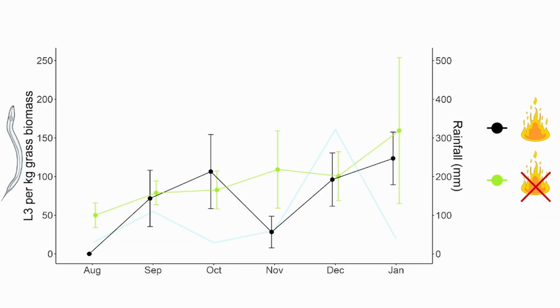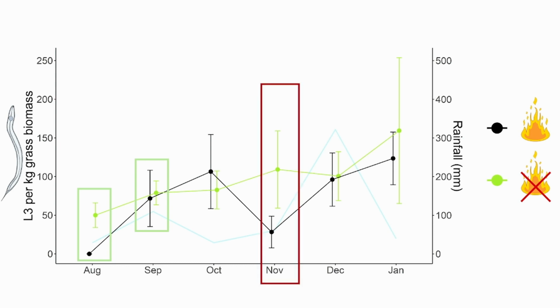So what does that come out as? Again, on the y-axis here, we've got L3, so these are the larvae that are in that grass layer per kilogram of grass biomass, and we've got these months of the year. And so the initial thing that we see is straight after the fires, there's nothing, as we expected from our experiment. There's nothing in these burnt patches. There's no larvae, much higher in the unburnt patches. But it recovers really quickly. So that dung is seemingly having an effect.